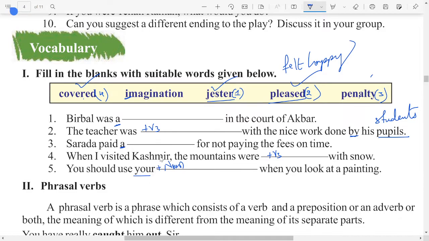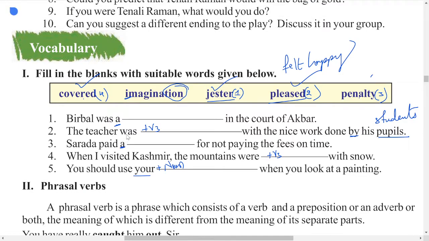Your place, my book, his pencil, our money, okay, these types of words. After these possessive adjectives, you need a noun form. So which is the only remaining noun form? Here you can find "-tion", and in these spellings the words are nouns. So you should use your imagination when you look at a painting. This is the fifth option you can use.